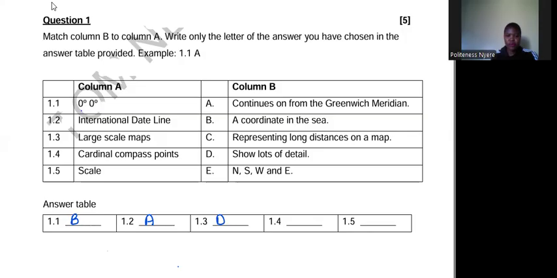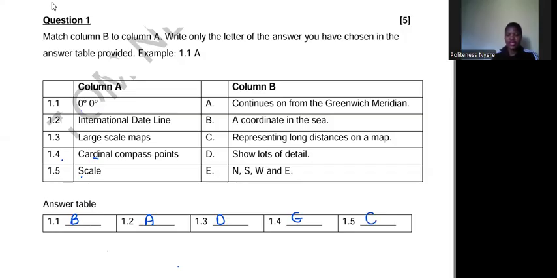Okay, then number 1.4, cardinal compass points. When we talk of cardinal compass points, we are talking about north, south, west, and east. So our answer is E. Then we move on to 1.5, which is scale. So a scale, our answer is C, representing long distances on a map.